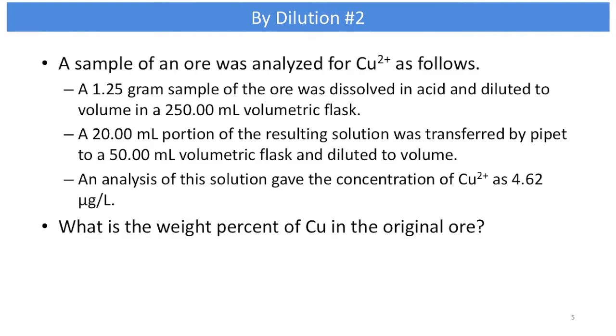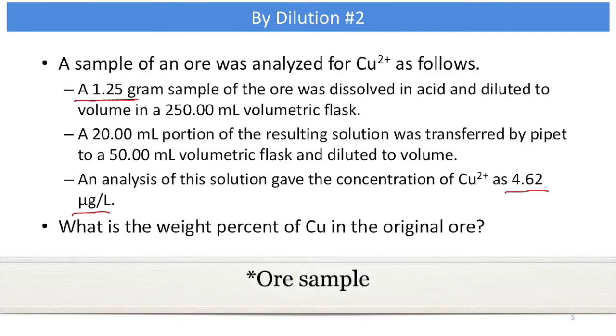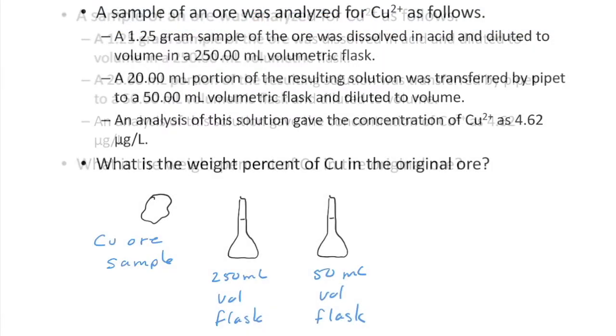And then for analysis, we're taking 20 milliliters of that solution we prepared and then diluting that to 50 milliliters. And then we have done an analysis and found that the concentration of copper ends up being 4.62 micrograms per liter. And we're asked to figure out what is the weight percent of copper in the original ore solution, which is this guy right here. So let's just see how we would solve this type of problem.